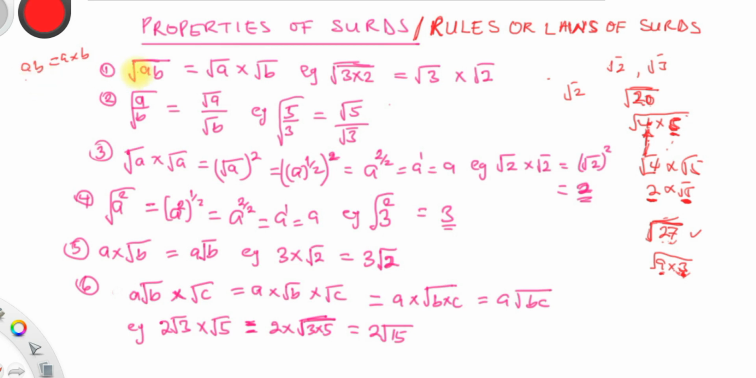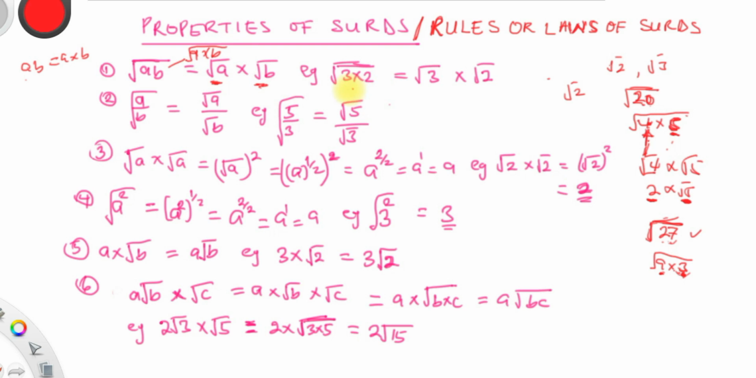So A and B are both rational numbers. This property, or law, or rule is saying that if you have the square root of AB, two rational numbers multiplying, we can separate them and put each one under its own square root sign. Because AB is the same as A times B, the square root of AB is the same as the square root of A times B. So we separate them to write it as the square root of A times the square root of B.